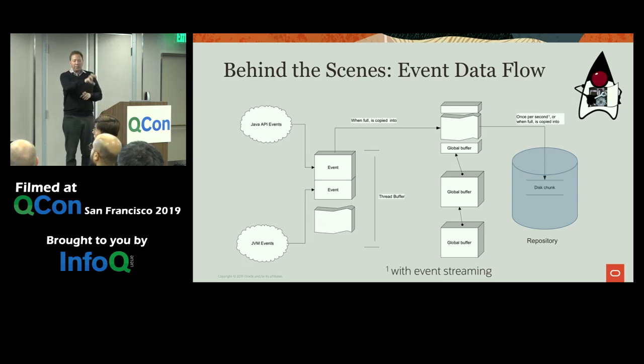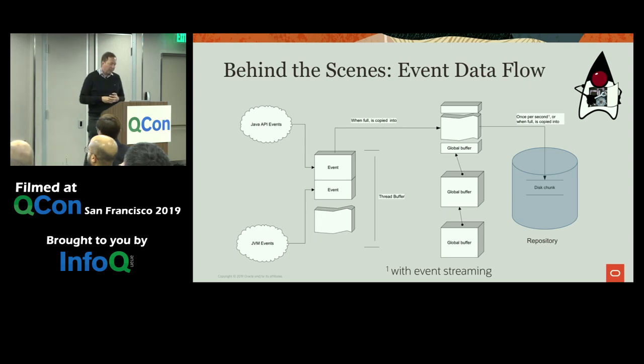We take the buffers and put them into a global list of buffers. This is obviously the uncommon case and also something that can happen in the background, right? So this is being processed by another thread. And once the global buffers fill up, we store things into what we call the repository, which you can think of as a file, a recording file, in the background.